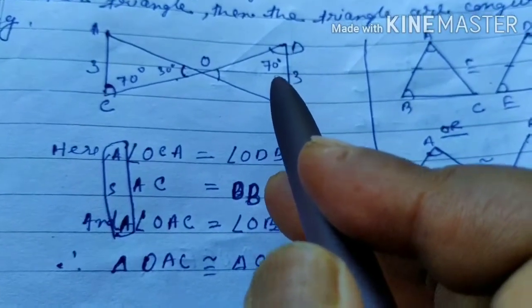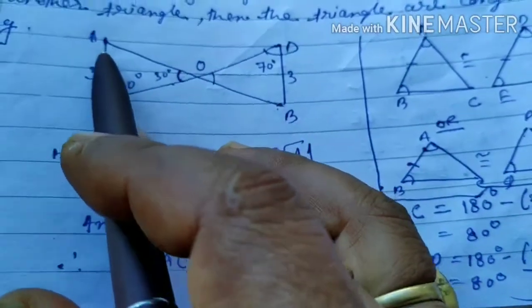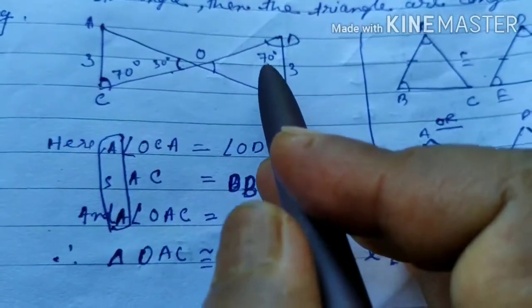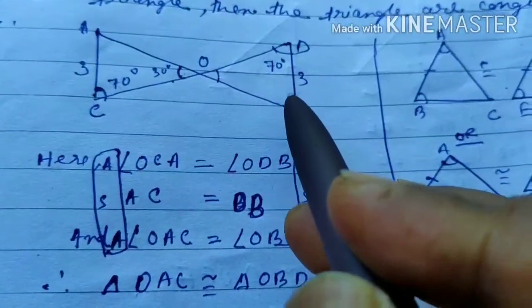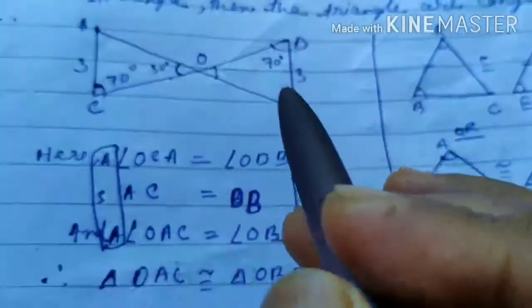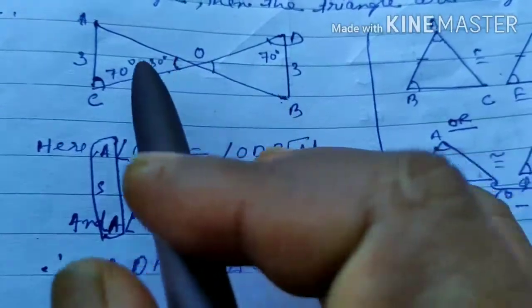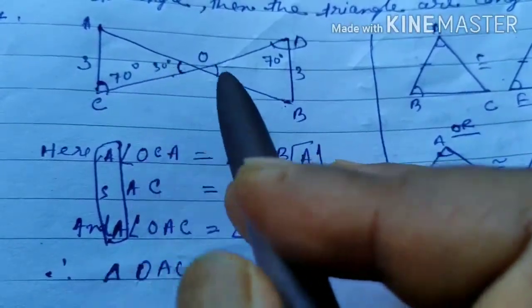It satisfies angle side angle: angle 70, the side of 3 centimeters, and here 80 degrees. It satisfies angle side angle. That is why these two triangles are congruent.